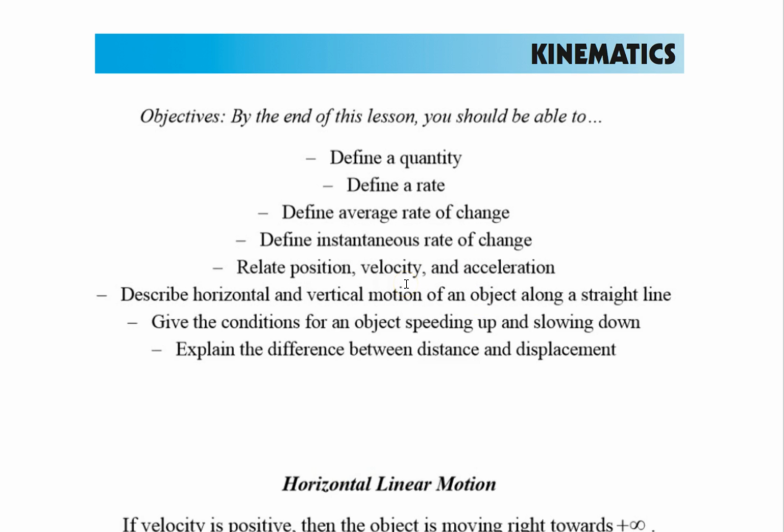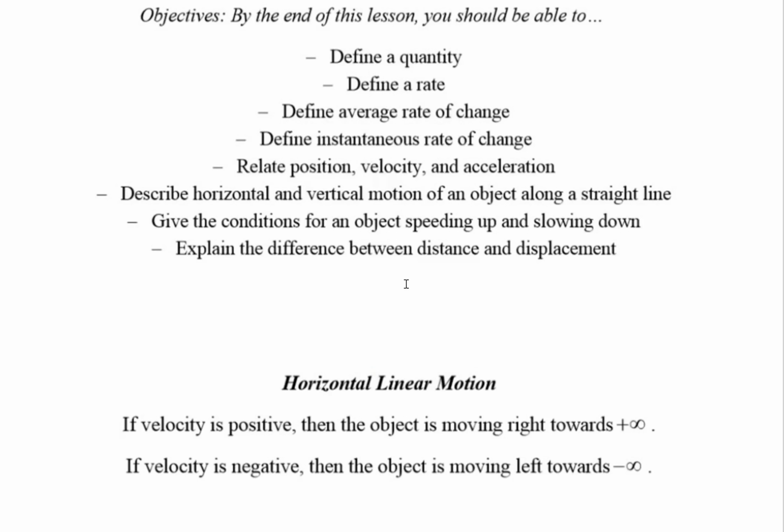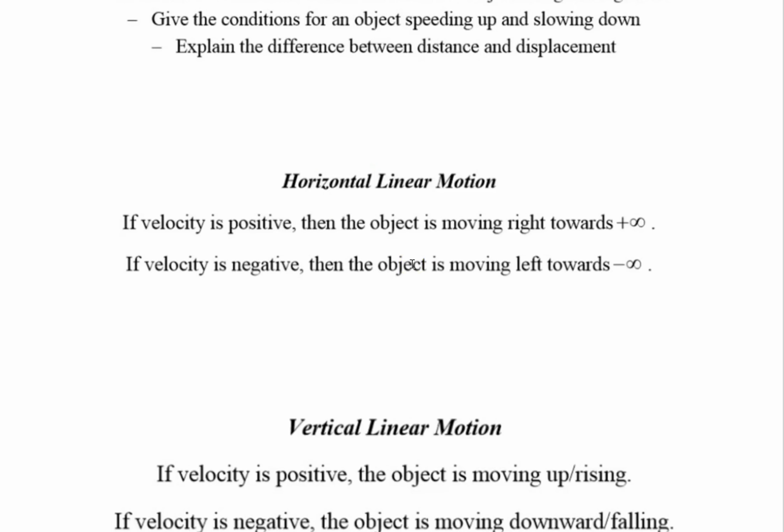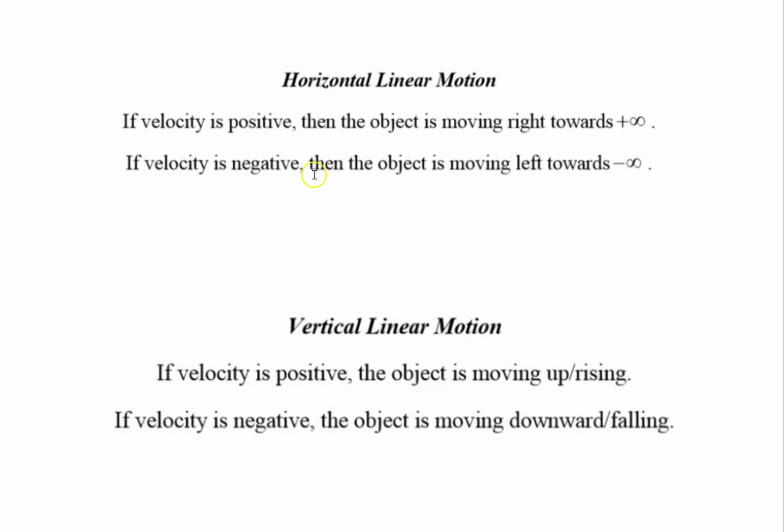So this lesson's all about moving on a straight line and how calculus relates to that. We're going to talk about two types of movement: horizontal and vertical linear motion. If you're a particle moving left and right, it'd be kind of like this. The key thing is that your origin is 0, and moving right is positive, moving left of the origin is negative. That's all this orientation is.